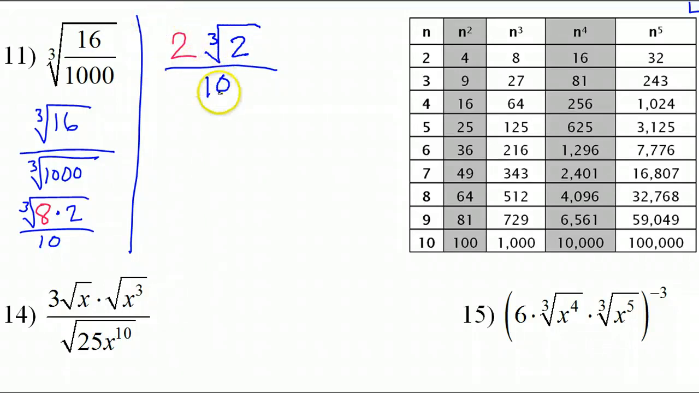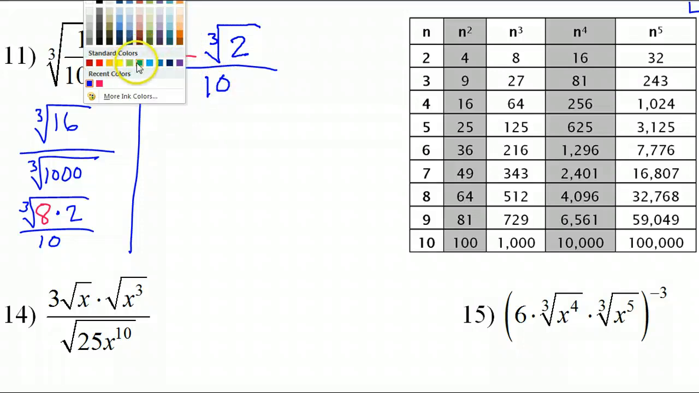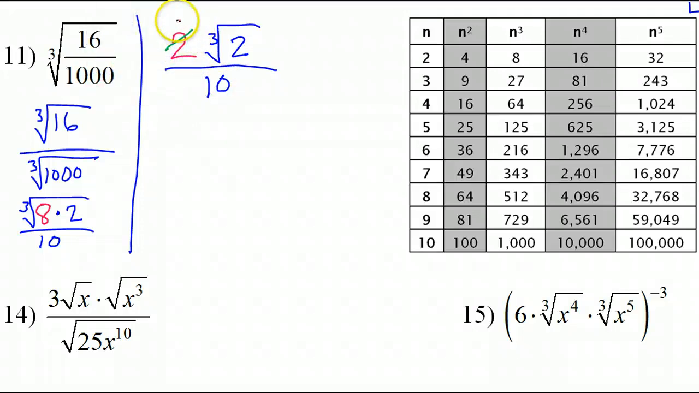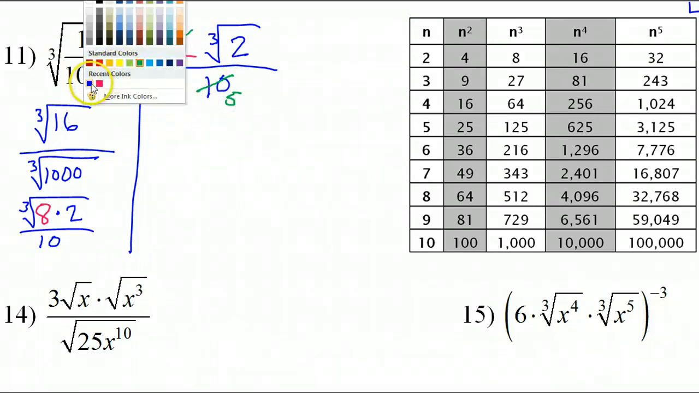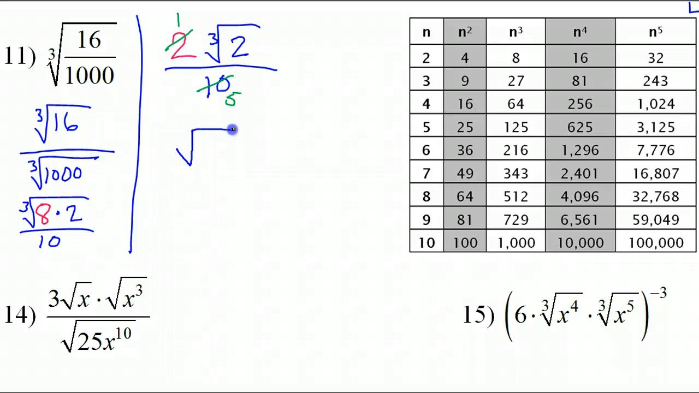Now you must reduce these for full credit. So what's happening is 2 goes into itself once, 2 goes into 10 5 times. So that gives us the final answer of the cube root of 2 over 5.